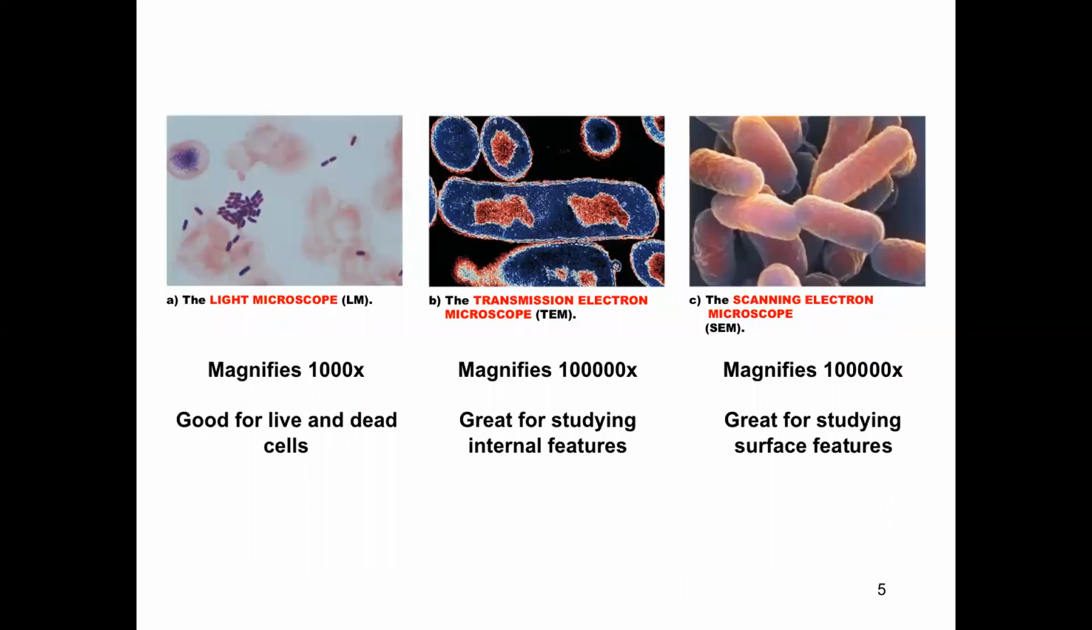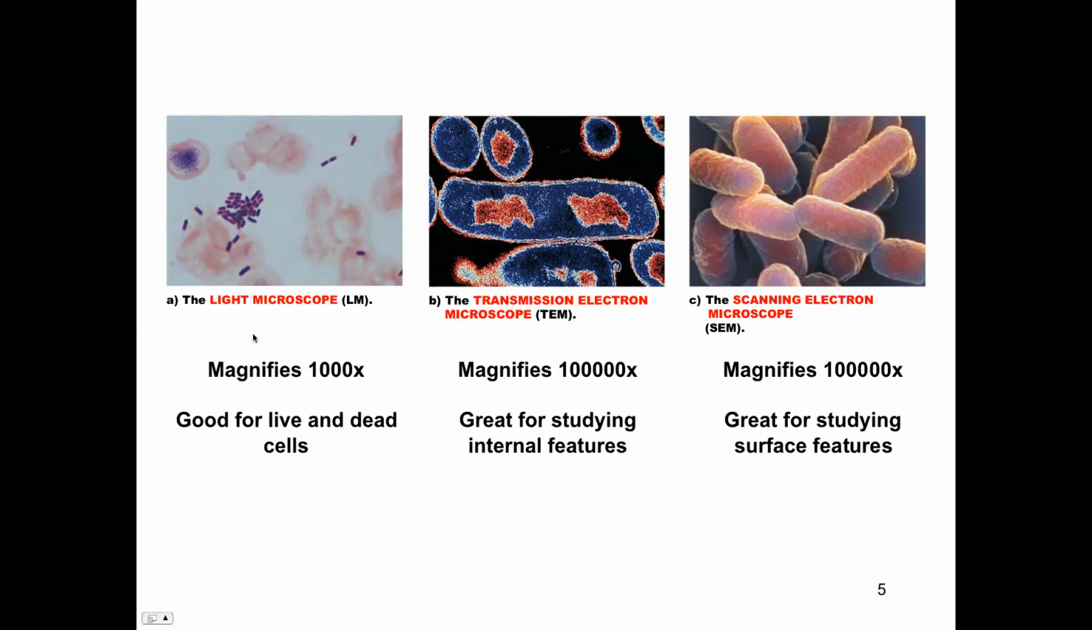Now, of course, we use microscopes to study cells because they are small. The point here was comparing what you get out of these different types of microscopy. And there's more. These are just three types. These are the main three.